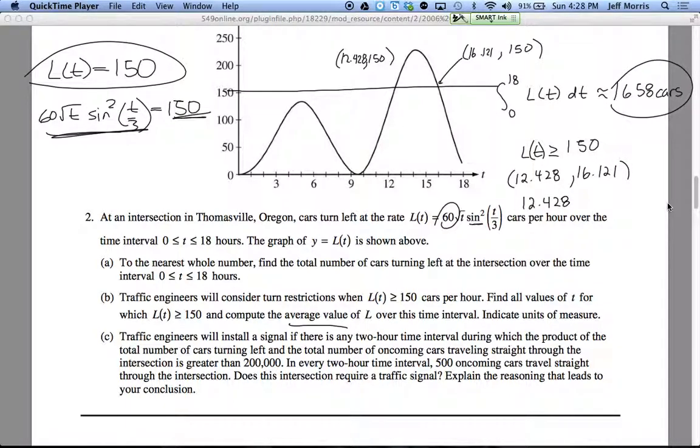You might write it like this, 12.428. I imagine the AP exam answer key writes it like this, but you can use interval notation, 16.121. That's another way to write it. You could write it as a compound inequality. Hours. And compute the average value. Now what do? That's the easy part.